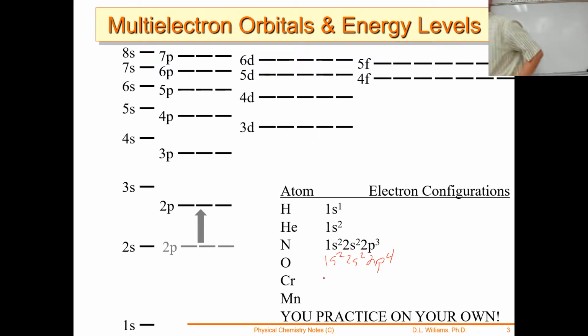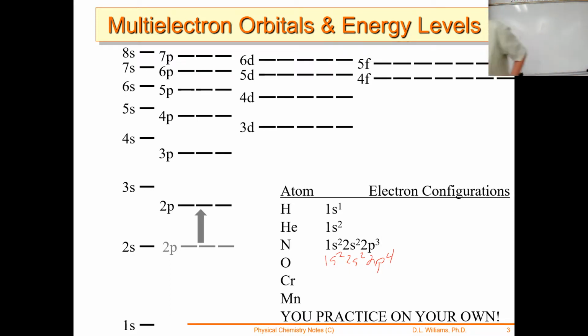Now let's talk about energetics. When we get to chromium, we're now in the 3d block. Okay, so we filled up the 1s2, 2s2, 2p6 gets us to neon, 3s2, 3p6 gets us to argon, then 4s2, potassium, calcium, and then we have 3d, starting with scandium, 3d1, 2, 3, and 4. And so that's what you might expect for chromium, but chromium's a little different.